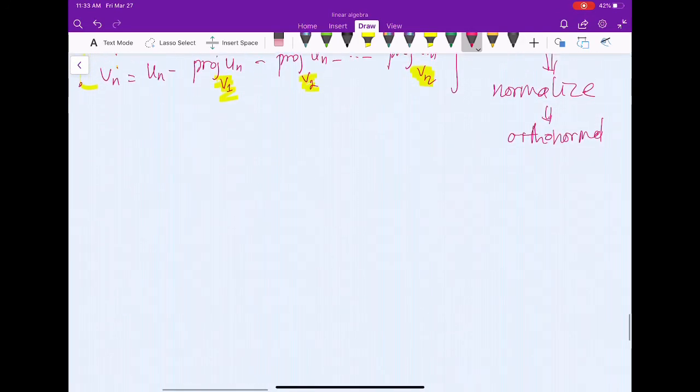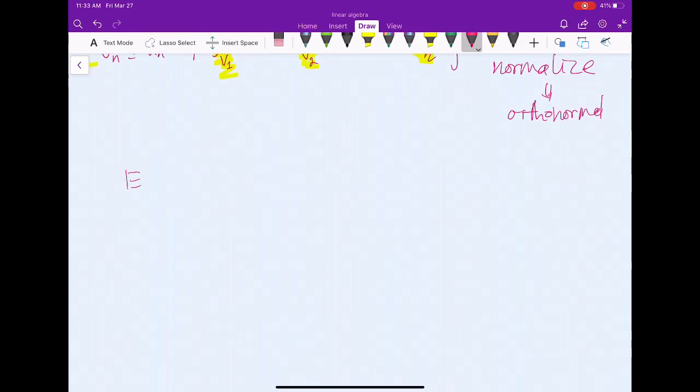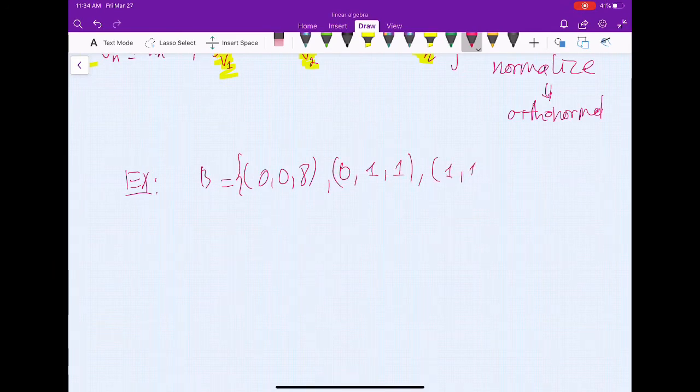Make sense? All right, let's consider the following example: (0, 0, 8), (0, 1, 1), and (1, 1, 1). It's easy to verify that B is a basis for R3. And they are not orthogonal, they are not orthonormal. The vectors are not perpendicular to each other. Okay, so let's denote them u1, u2, and u3. I will fix v1 equal to u1.